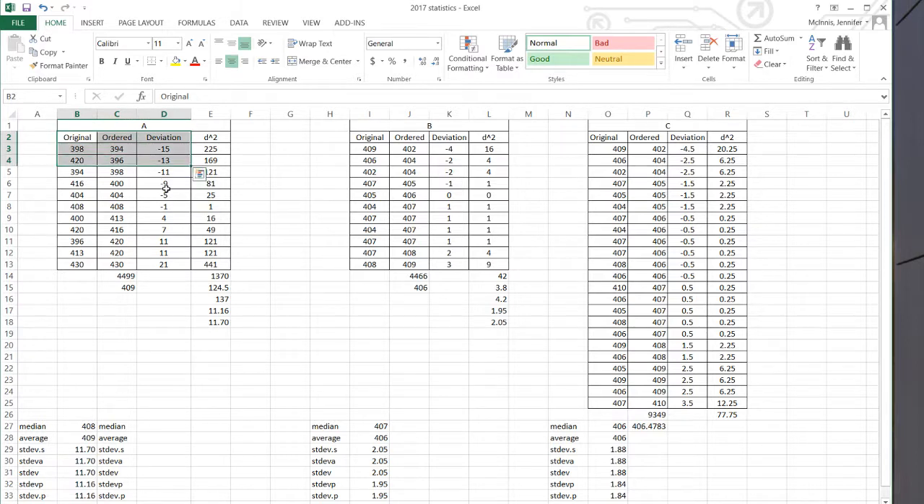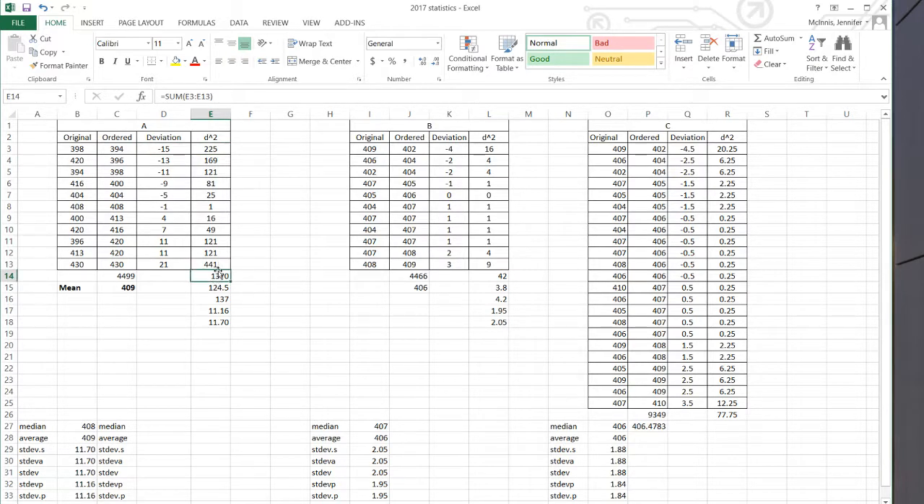This would have been my hand calculations, right? I calculated the sum of my data. I divided by the number of data points. So there's my average or mean. And deviation is the distance from measured value to mean. And then deviation squared, I simply square the deviation column.